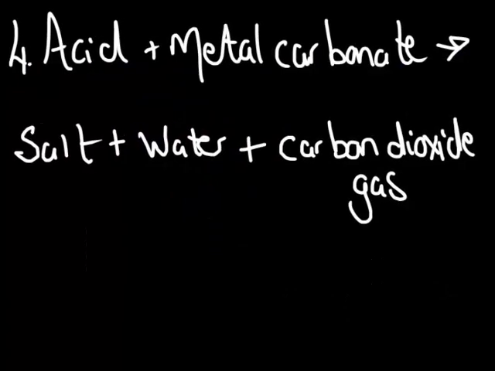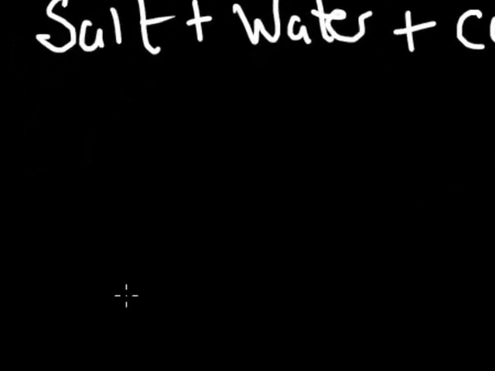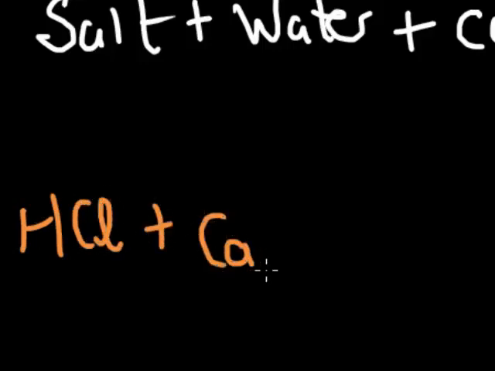Now, our last type of reaction with an acid can be that between an acid and a metal carbonate. And that will produce three products: salt, water, and carbon dioxide gas. Okay, now let's make use of hydrochloric acid as an example, and our metal carbonate as calcium carbonate.